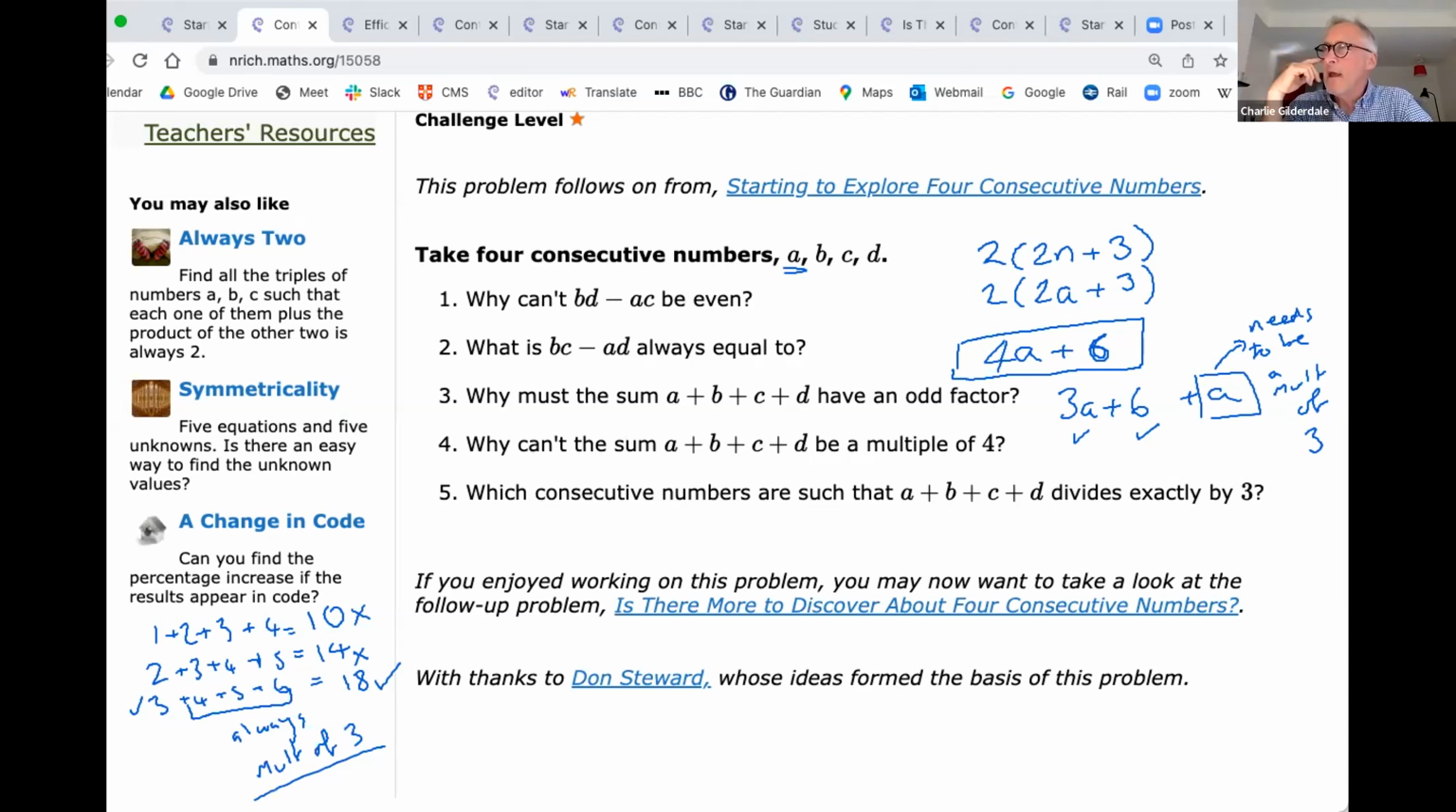So if my first number is 75, which I know is 3 25s, I know that 75 plus 76 plus 77 plus 78 will be a multiple of 3.